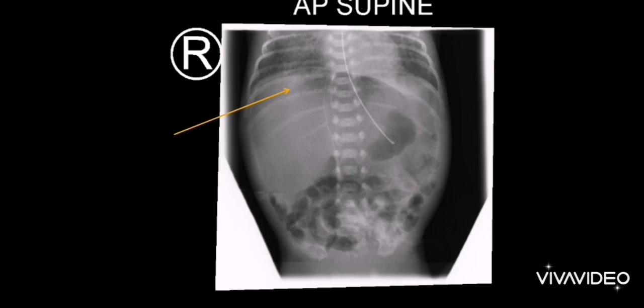So here you can see that rather than the liver shadow looking white and flat and dense, there are some areas of increased lucency. There's some black gas projected over the liver. So that is lucency over the liver, and that is an abnormal sign.